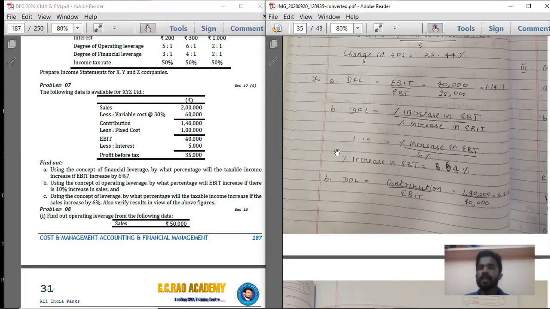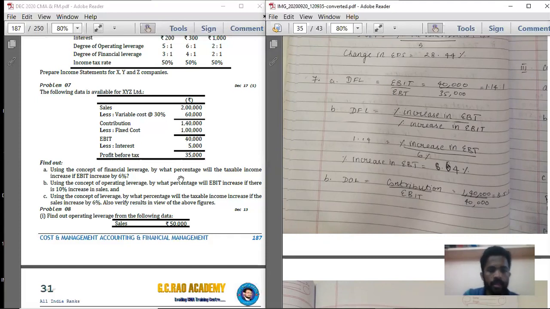Small a. DFL is equal to... we are finding the answer for small a first. What is the formula for DFL? Using this table, DFL is equal to EBIT divided by PBT, that is EBT. We can call this profit before tax or earnings before tax also. We'll assume it as EBT itself. So DFL is equal to EBIT divided by EBT. What is EBIT? 40,000. EBT is 35,000. So take down small a. DFL is equal to EBIT divided by EBT, which is 40,000 divided by 35,000, which is equal to 1.14:1.